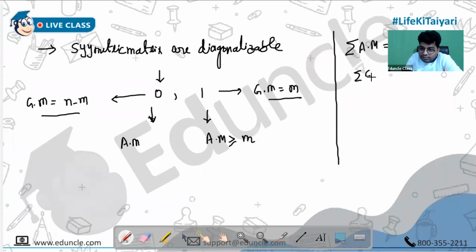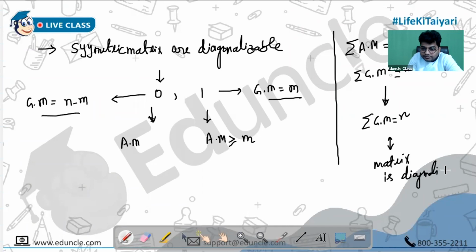But the sum of geometric multiplicities is less than or equal to n. Yes or no? The sum of geometric multiplicities is equal to n if and only if the matrix is diagonalizable. If the matrix is diagonalizable, then the sum of geometric multiplicities is exactly n. This is the theory we have discussed. There is no rule that the algebraic multiplicity of a particular eigenvalue equals its geometric multiplicity. There is no guarantee.